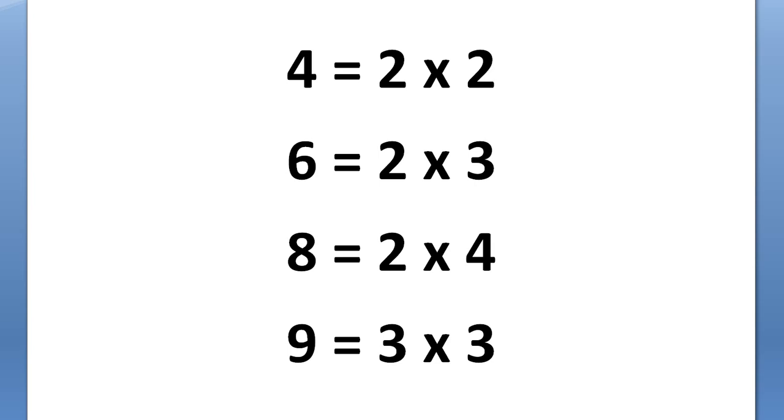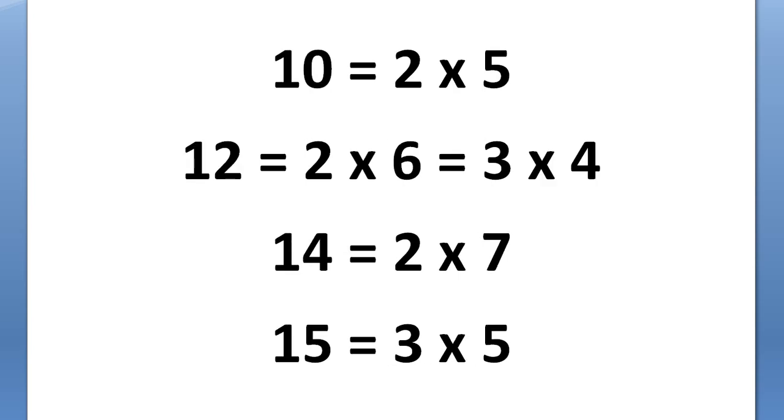And there are infinitely many of these. 10 is 2 times 5, 14 is 2 times 7, 15 is 3 times 5. Notice 12 can be written a couple of different ways, apart from 1 and itself. It can be written as 2 times 6 or 3 times 4. So it actually has 4 divisors that are not 1 or itself. So you get the general idea.